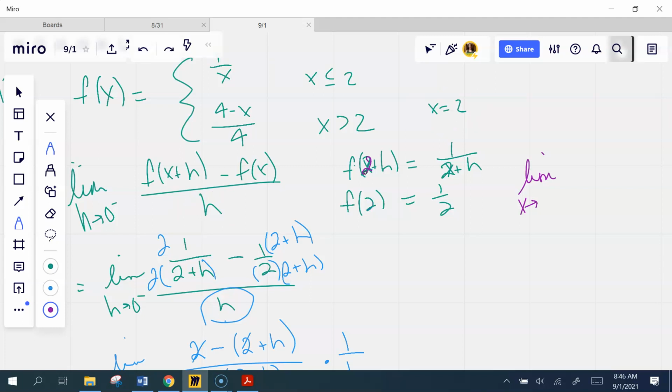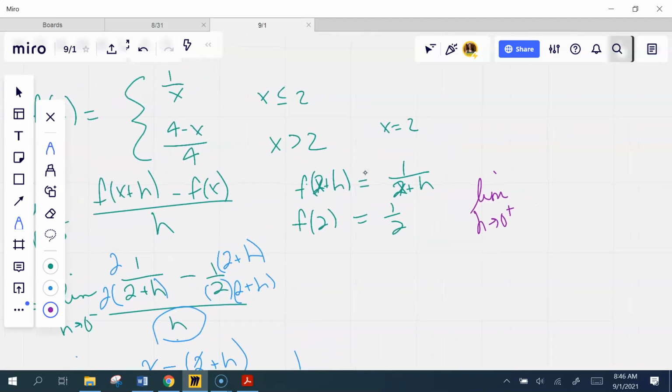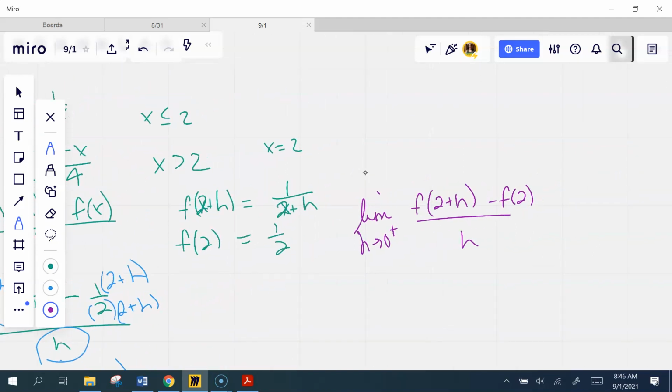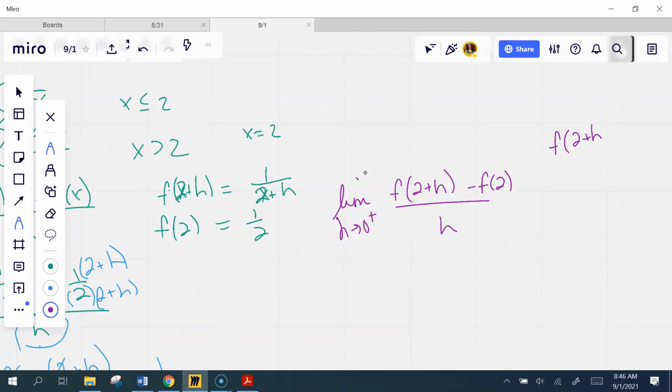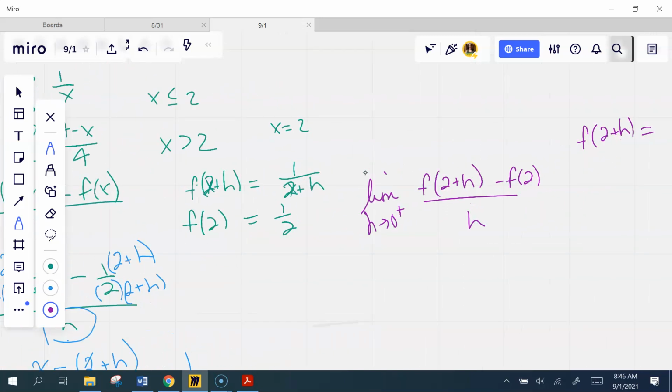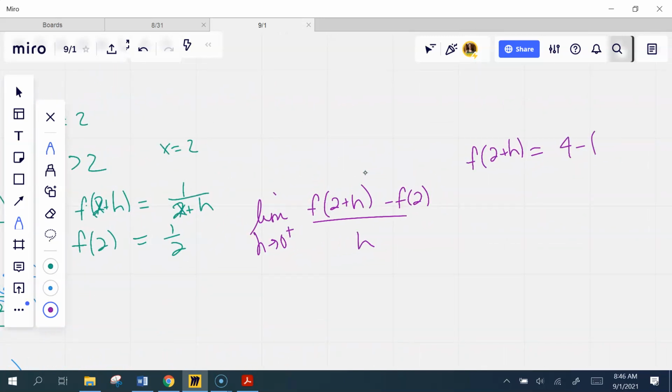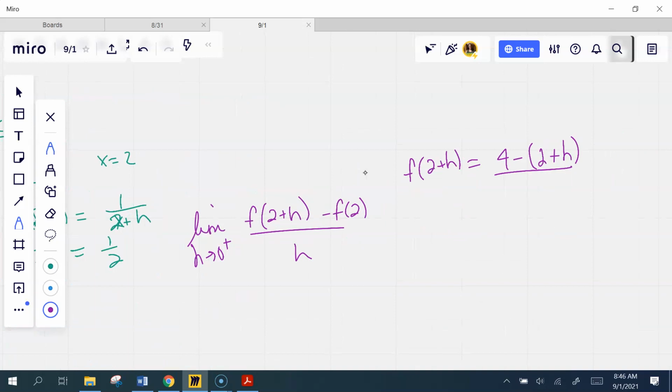All right, this is the limit as h approaches 0 from the right. This time I'm using the other equation, yes? All right, I'm still at 2. f of 2 over h. This time, f of 2 plus h is 4 minus (2 plus h) over 4. Let's just do it again.